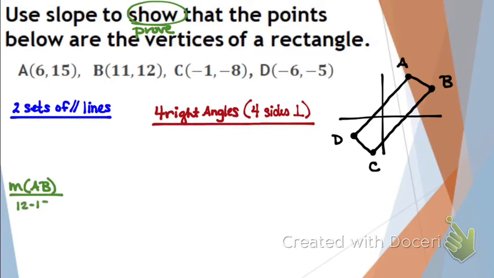12 minus 15 over what? 11 minus 6. 12 minus 15 gives me -3. 11 minus 6 gives me 5. So here's the slope of AB.